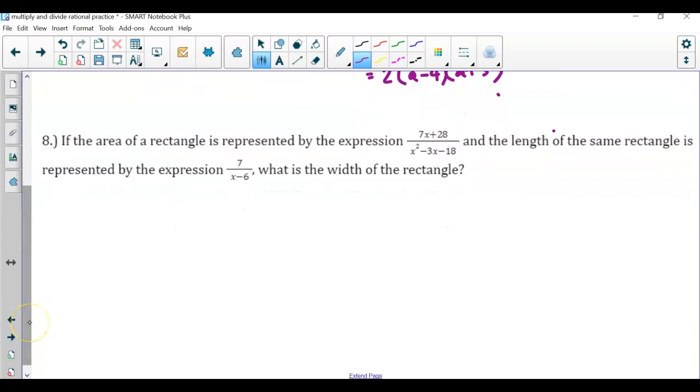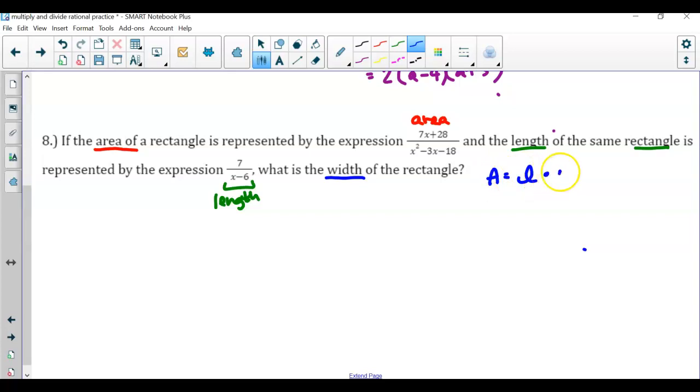So question number 8. Here it says the area of the rectangle is represented by this rational expression. So now this is the area of a rectangle. And then the length of the same rectangle is represented by this expression here. What we are looking for is the width. So we know that area is equal to length times width. However, we're not looking for the area. The area was given to us. We are looking for the width.